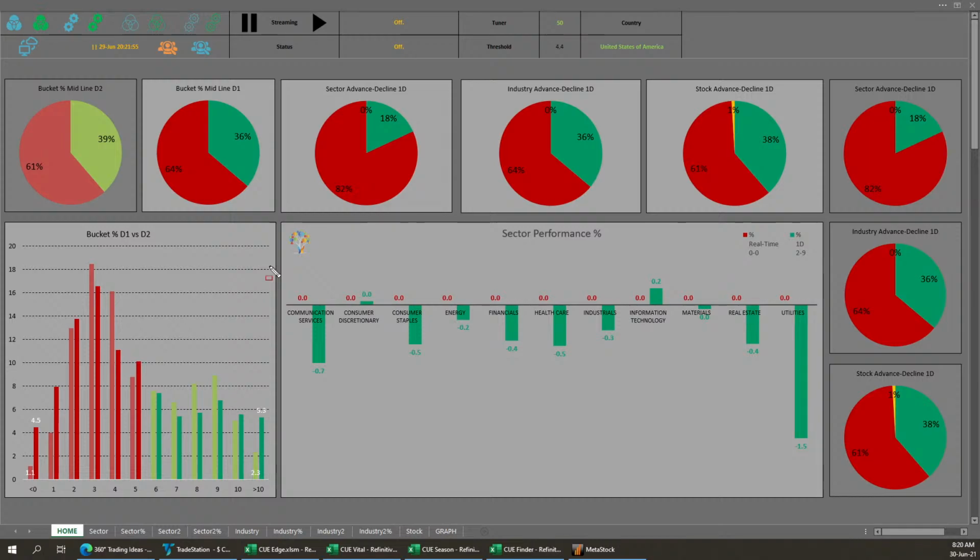First, let's look at the bucket analysis. The percentage of stocks above the midline of the bucket analysis came down yesterday from 39% to 36%. So only 36% of all S&P 500 stocks are above the midline of the Bollinger Band. Overall, that is more bearish than bullish, and that is also shown by the histograms being predominantly in red color to the left side of the bucket analysis.